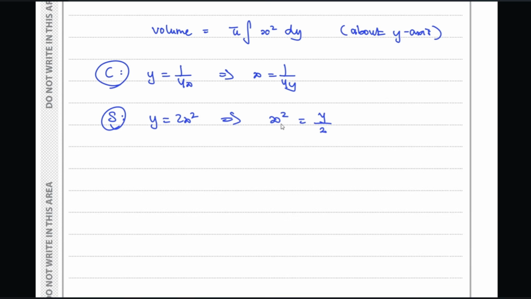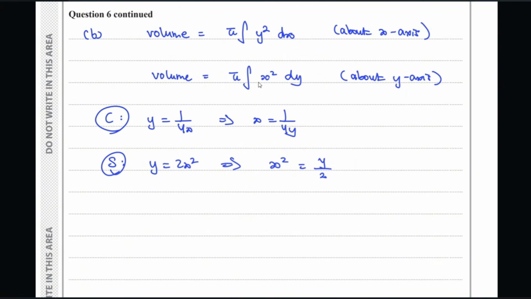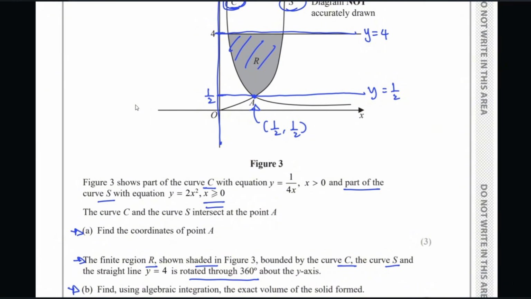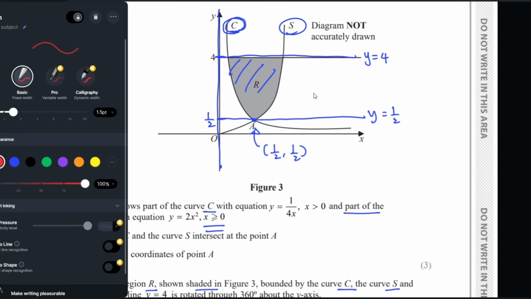We could find what x is equal to, but we don't need to, because when we use the volume formula, we'll be using x squared, and we have x squared. So we have an expression for the curve S and an expression for the curve C. To find the volume of revolution rotated through 360 degrees about the y-axis for this region R, we can think about it like this.